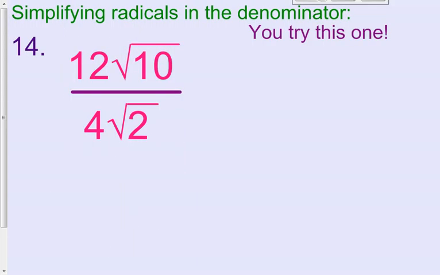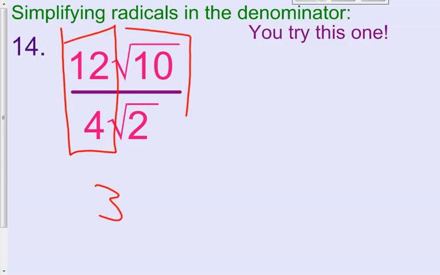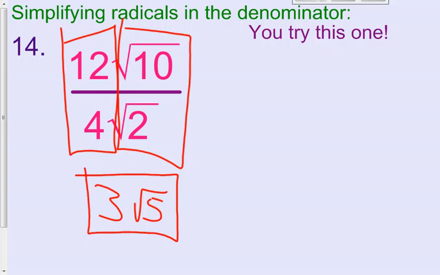All right, why don't you guys try this one on your own? Pause the video and then check your work with mine after you try it on your own. We simplified the integers, or the coefficients rather. 12 fourths is the same thing as 3. We simplify the radical. Square root of 10 divided by square root of 2 is the square root of 5. Can I simplify this any further? No, I cannot, so this is my answer, 3 times the square root of 5.